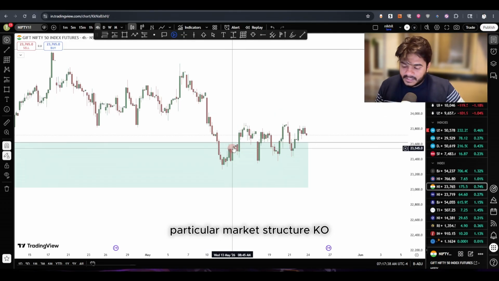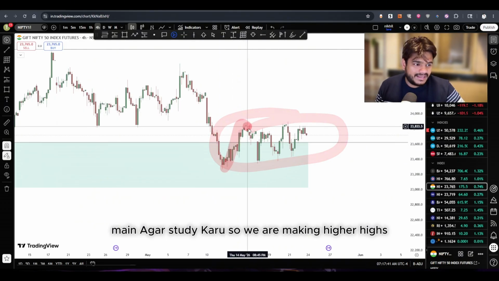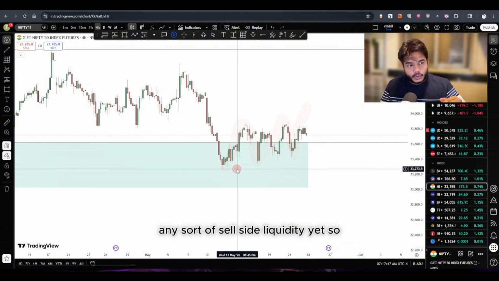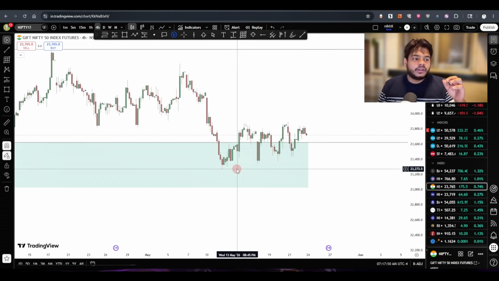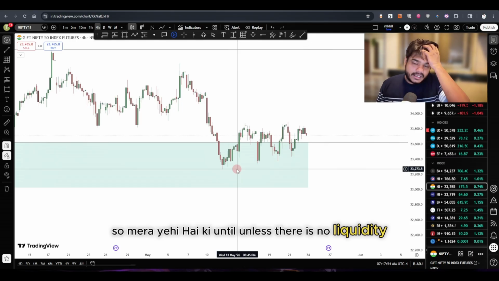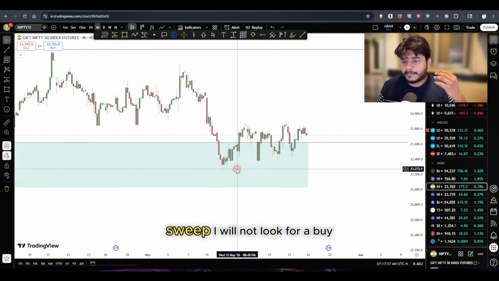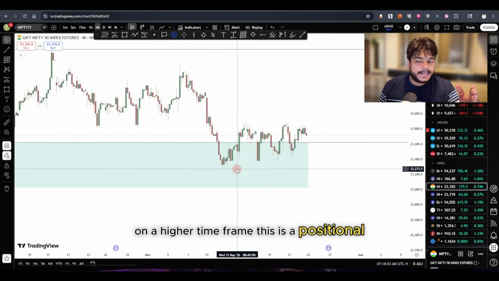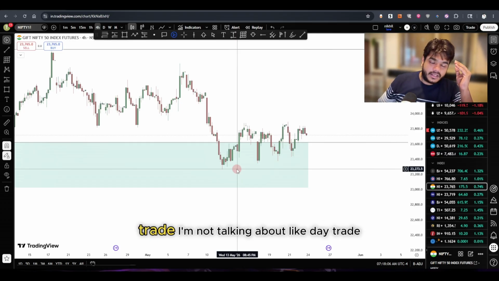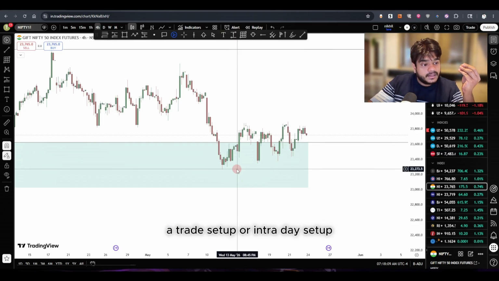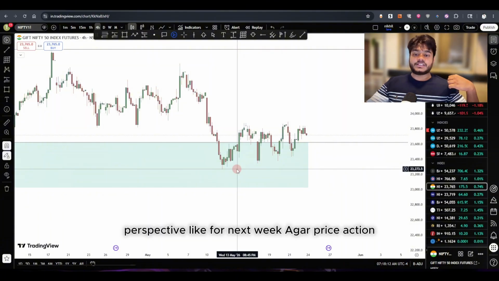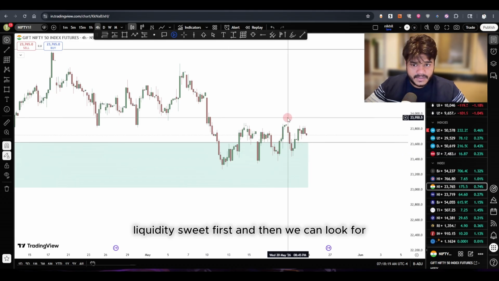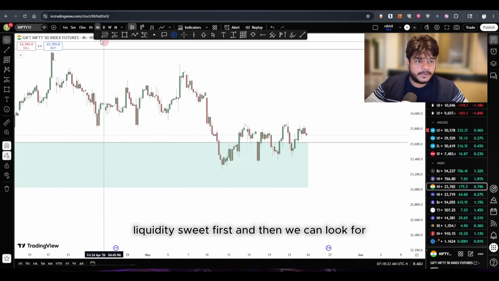If I study this particular market structure, we are making higher highs and higher lows. So price still has not tapped any sort of sell side liquidity yet. So my point is, until and unless there is a liquidity sweep, I will not look for a buy trade or sell trade. So first I look for a liquidity sweep on a higher time frame. This is a positional trade. I'm not talking about a day trade setup or intraday setup. From a short term perspective, for next week, if we understand the price action, here I need some sort of liquidity sweep first, and then we can look for a buy trade.